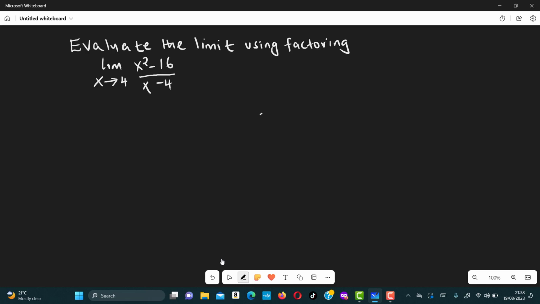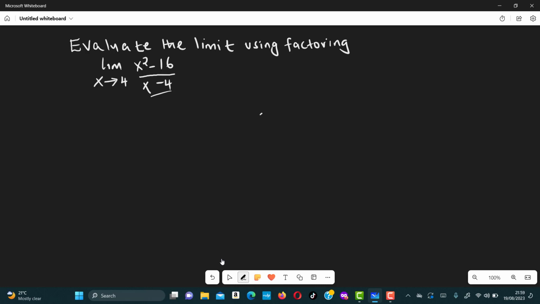We usually use factoring when we are finding the limit of a rational function, such as this one, where our goal will be to factor both the numerator and denominator as completely as possible and then cancel any common factors. Our hope is that once we have cancelled common factors, we'll be left with a function that can then be evaluated using substitution. Using substitution to evaluate the limit means we will plug x equals 4 into the function.